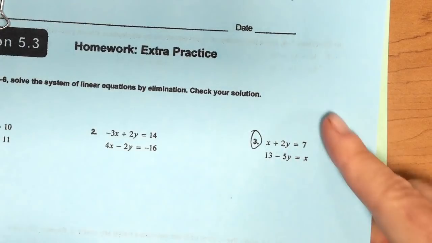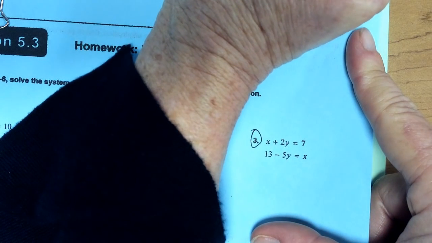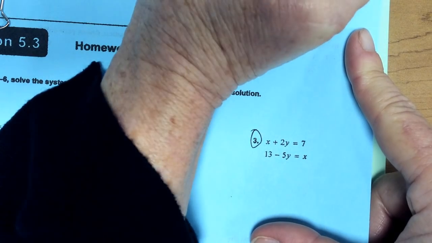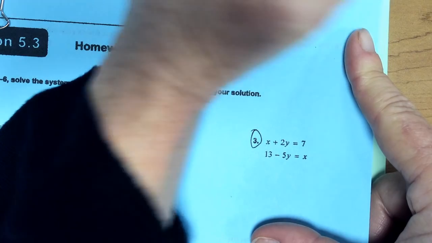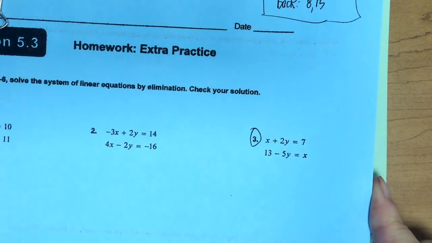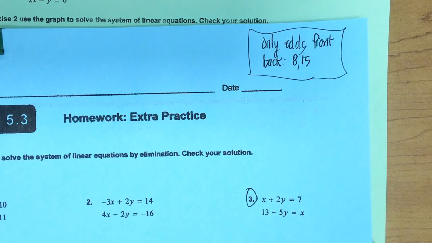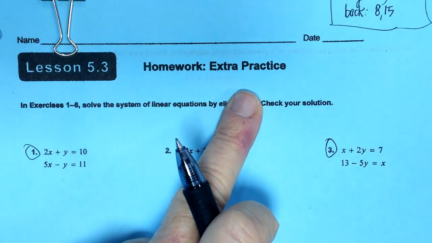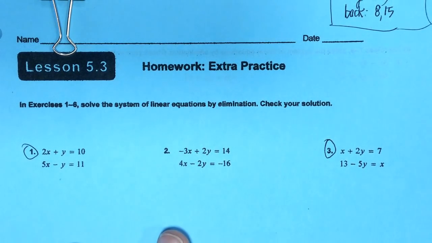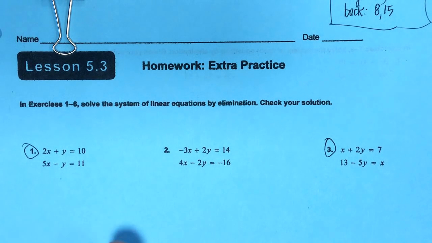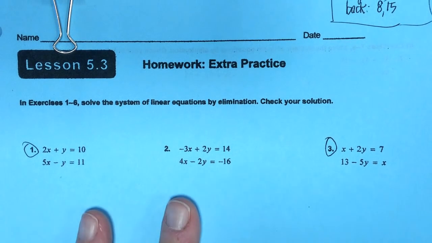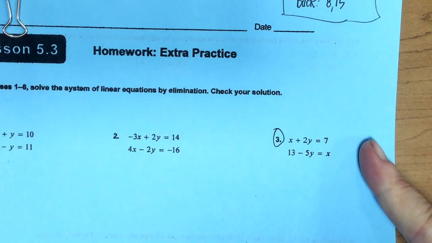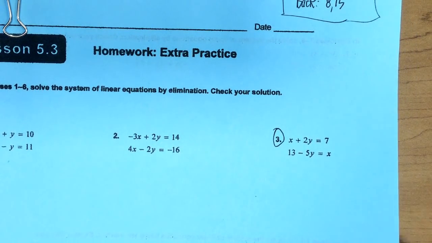Okay, so only the odds on the front, and on the back, you're going to make sure that you do number 8 and number 15. And that's on the blue sheet. So make sure you note that. Make sure that you get the lesson 5-3 homework extra practice. You may start this homework in class to make sure that you understand it. I will post the answers to this on the Canvas calendar so you can check your answers.